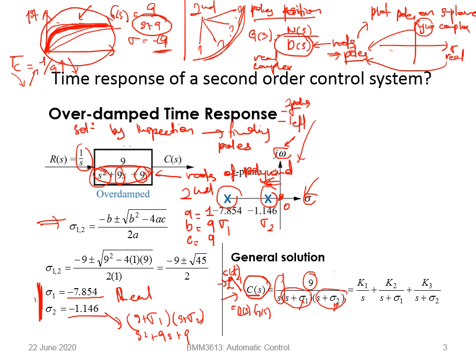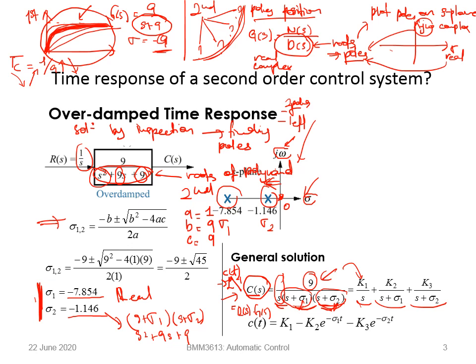When we have this form, what we can do is partial fraction. We have three terms in the denominator of our output. The first one is s, the second one is s plus sigma 1, and the third one is s plus sigma 2. So we'll have three terms in our response C(s), and when we look at these three terms, we can directly identify the time response by looking at the inverse Laplace of each term.